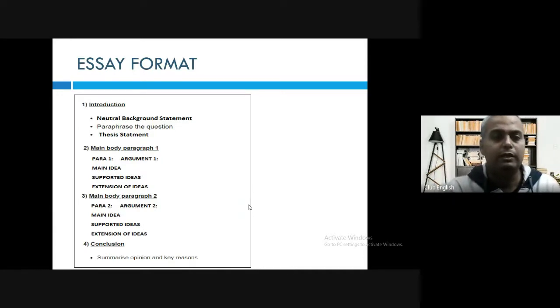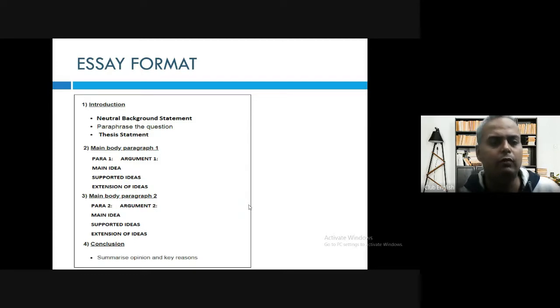Before that, the second part is main body paragraph one, wherein you have to write argument one. Argument one is generally the opposite side, but we are not going to discuss that. First of all, we need to understand the simple format of it. That is, argument one should consist of the main idea, supported ideas, and extension of ideas. Why these are important, you need to understand, because the task response parameter particularly tells us that you need to write the main idea, supported ideas, and extension of ideas.